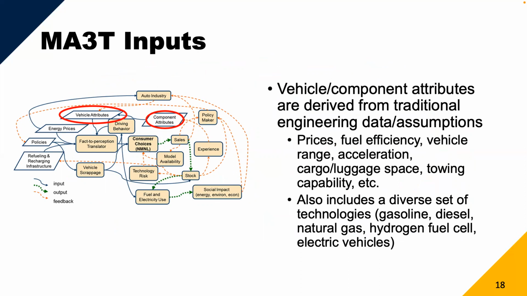You include things like prices, fuel efficiency, vehicle range, acceleration, cargo and luggage space, and so on. And then diverse sets of technologies: gasoline, diesel, natural gas, fuel cells, electric vehicles. I think those are the main ones that they look at here. So those all get fed into the sets of attributes that you use for consumer choices.